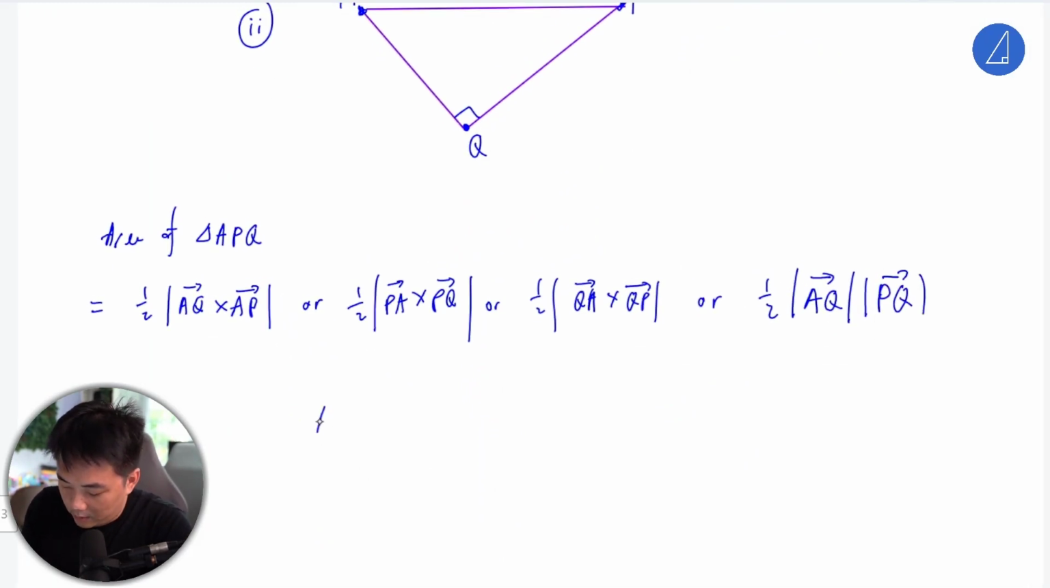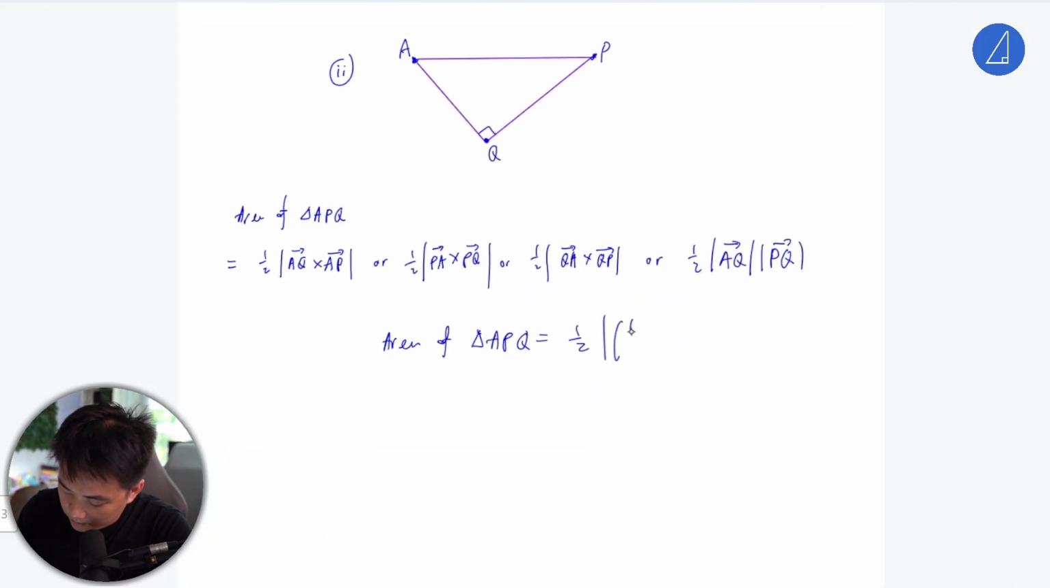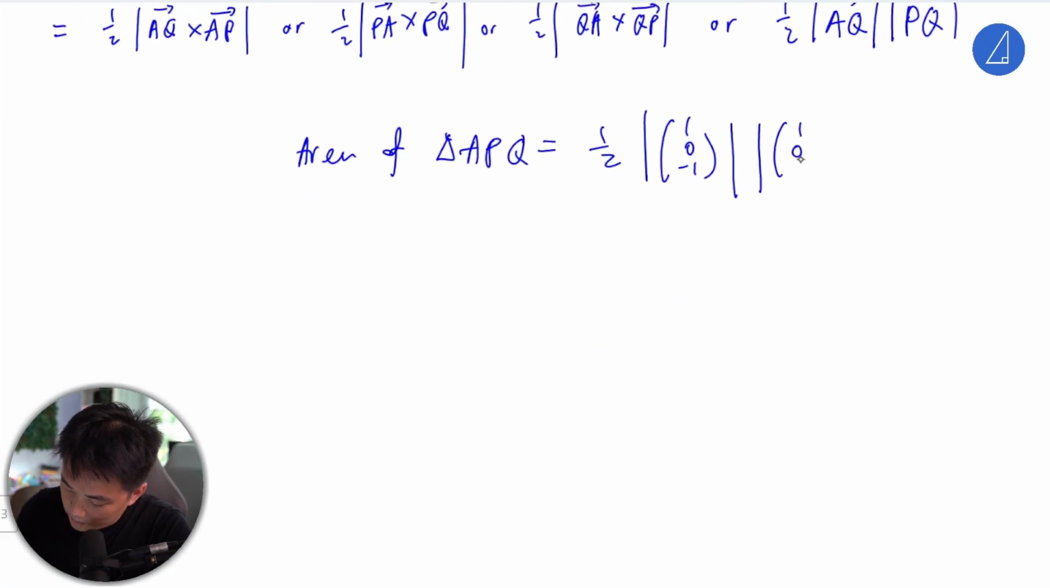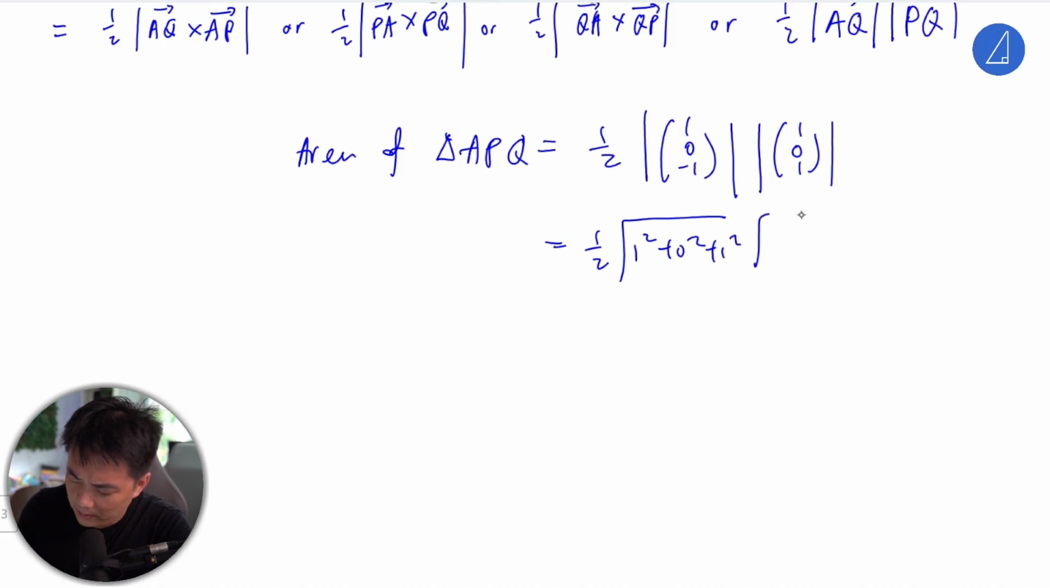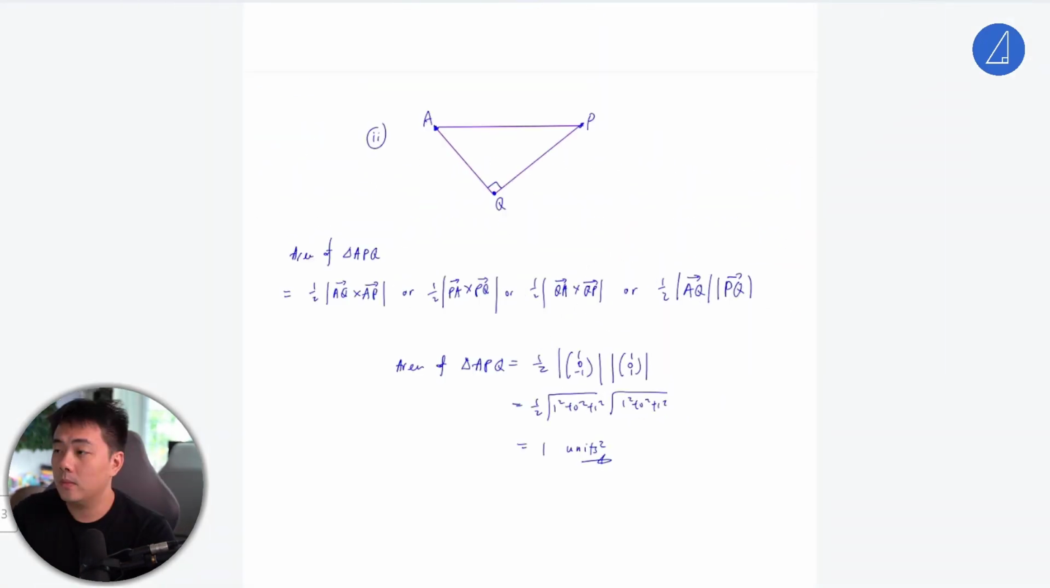So hence this area of triangle APQ is half multiplied by base. AQ is 1, 0, negative 1. PQ is 1, 0, 1. That will be half square root of 1 square plus 0 square plus 1 square. That will be half square root 2 times square root 2, so there will be 1 square unit. Alright, there you go.